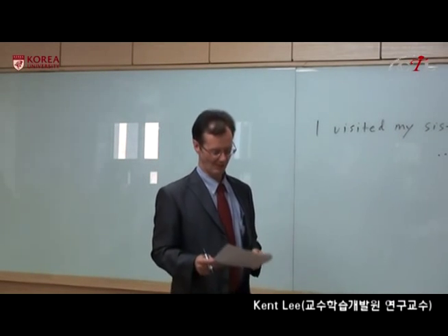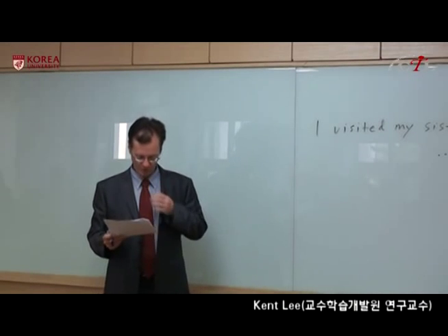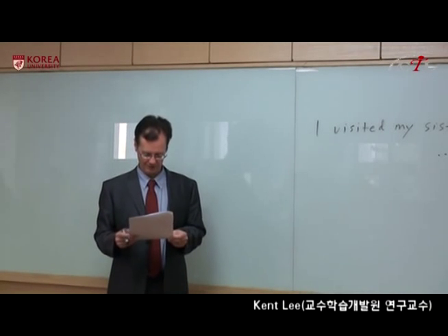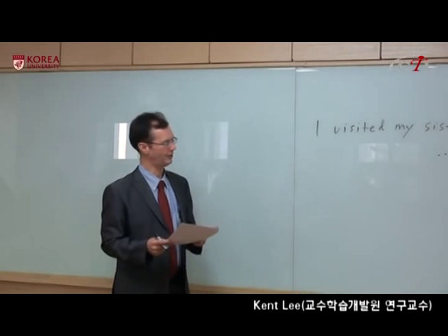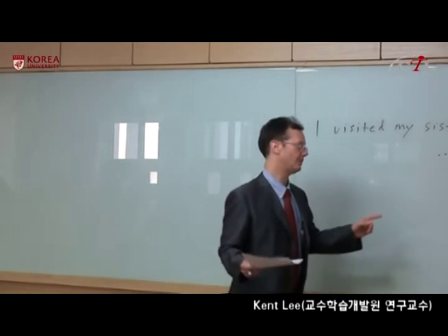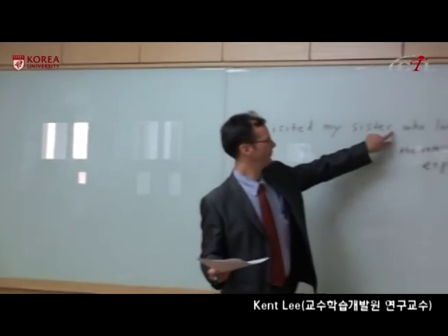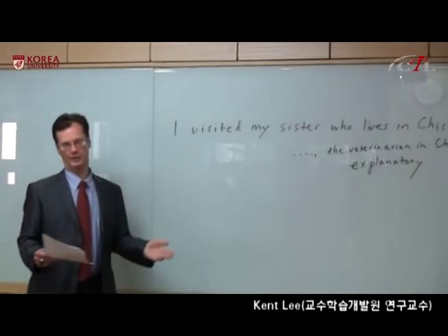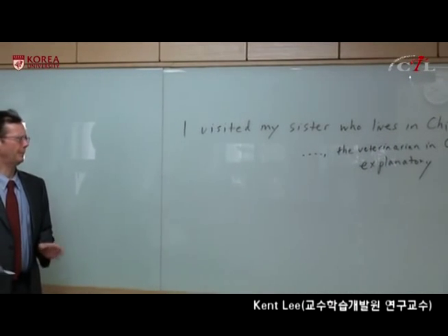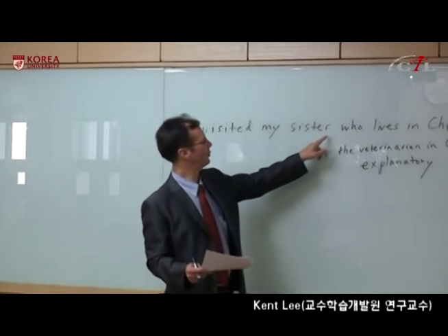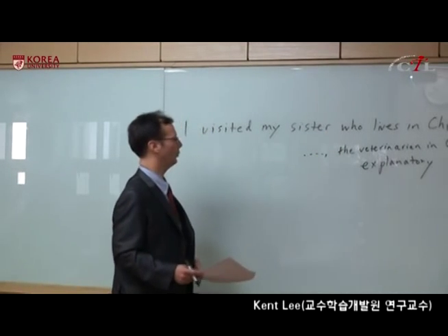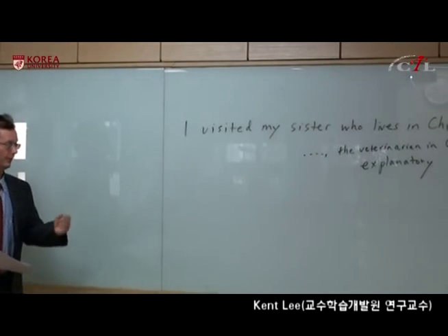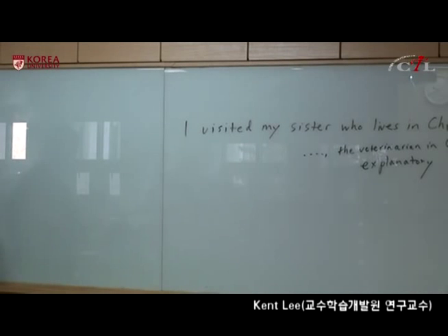Okay. So those are relative clauses, and those kinds of things are a little tricky. So that means relative clauses normally don't have a comma unless maybe there's some other words between sister and who, or if it's an explanatory clause.